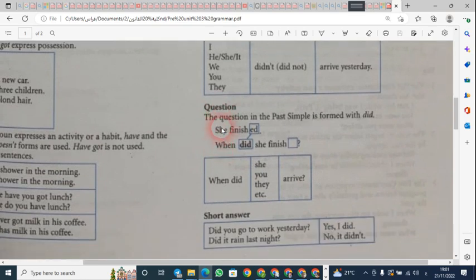كيف نصنع الأسئلة؟ She finished. We will say when.